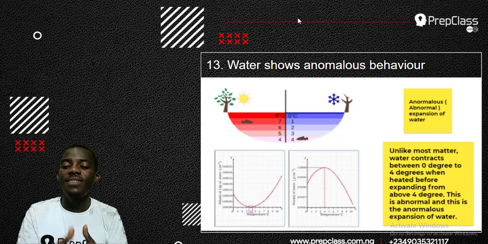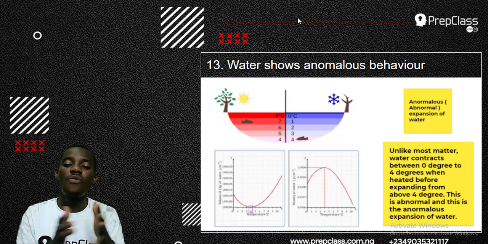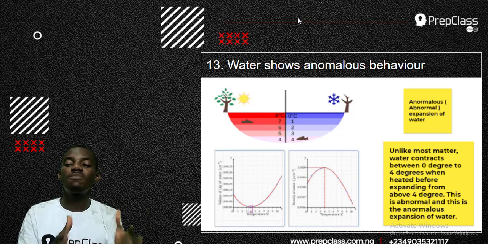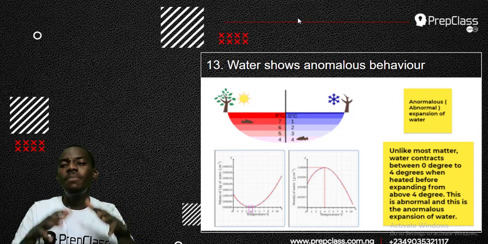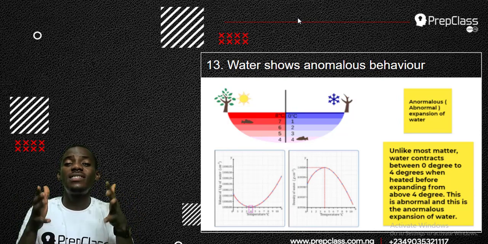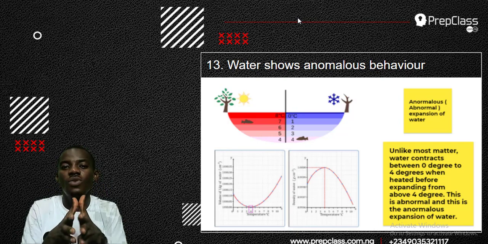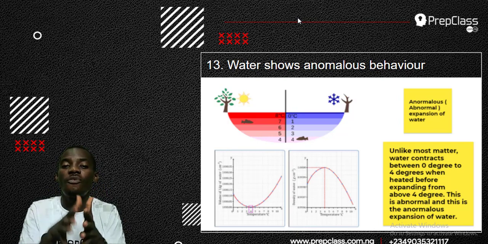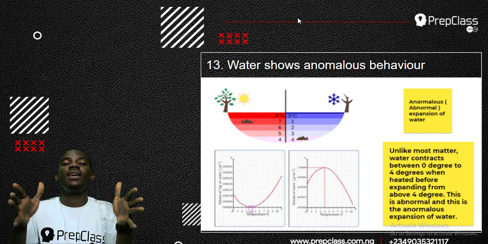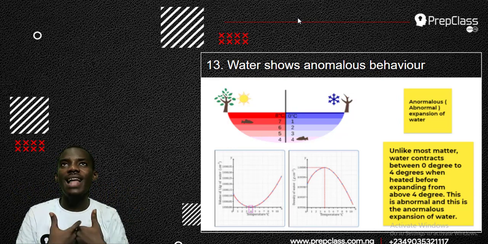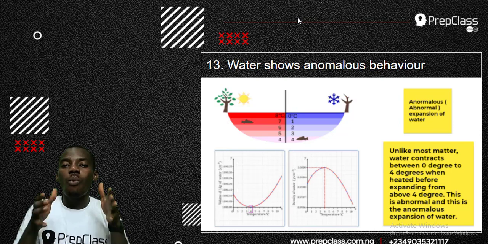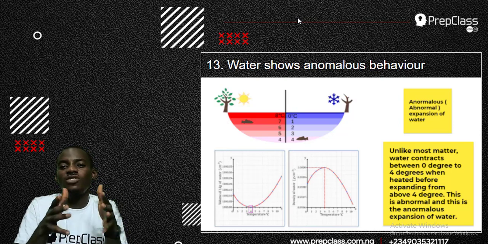Now that happens like what I have there, I wrote it down. Unlike most matter, water contracts between 0 degree to 4 degree when heated before expanding above 4 degrees. So that misbehavior happens between 0 and 4 degrees Celsius. This is abnormal, and this is the anomalous expansion of water. Now, water contracts between 0 and 4. Then from 4, it starts behaving normally, it starts expanding. And that happens because water at 0 degrees Celsius is ice. So for water to adjust to that temperature, it has to melt first.